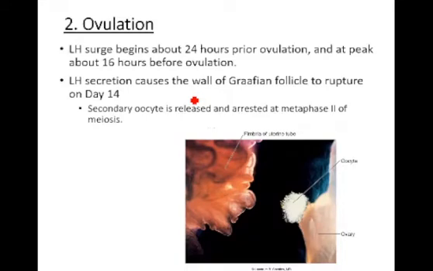So LH secretion causes the wall of the Graafian follicle to rupture on day 14, around day 14. In other words, you can consider this the middle of the cycle. And the secondary oocyte will be released, arrested at metaphase 2 of meiosis, to remind you here.